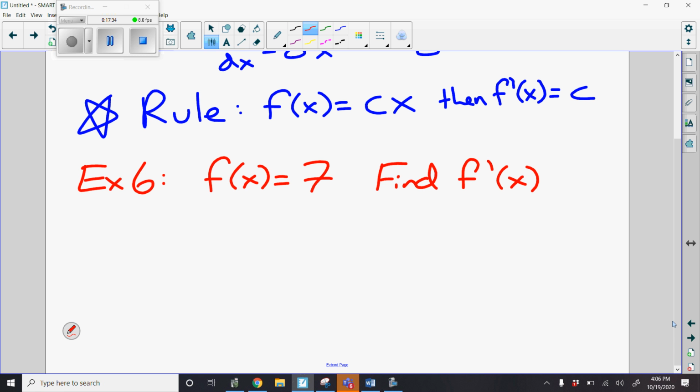Well, we can kind of reason this out in a few different ways. Well, let's think about the function y equals 7, or f of x equals 7. That would be a horizontal line at 7. F prime always gives the slope of the tangent line. What is the slope of the tangent line to any point on a horizontal line? Well, it would always be 0.